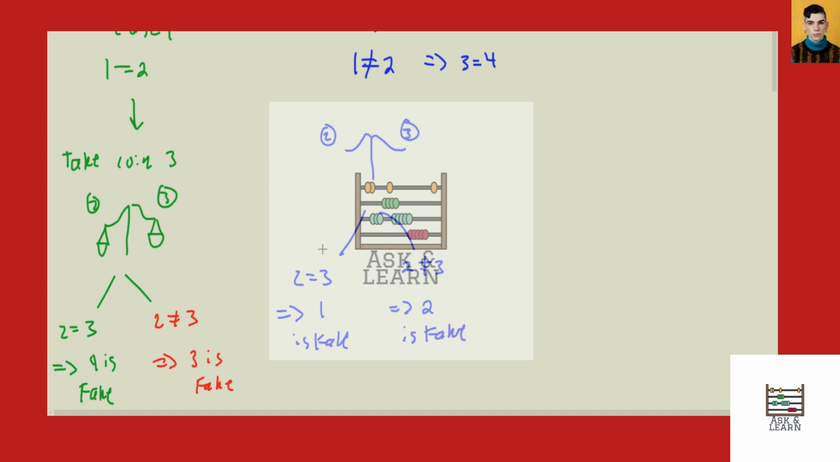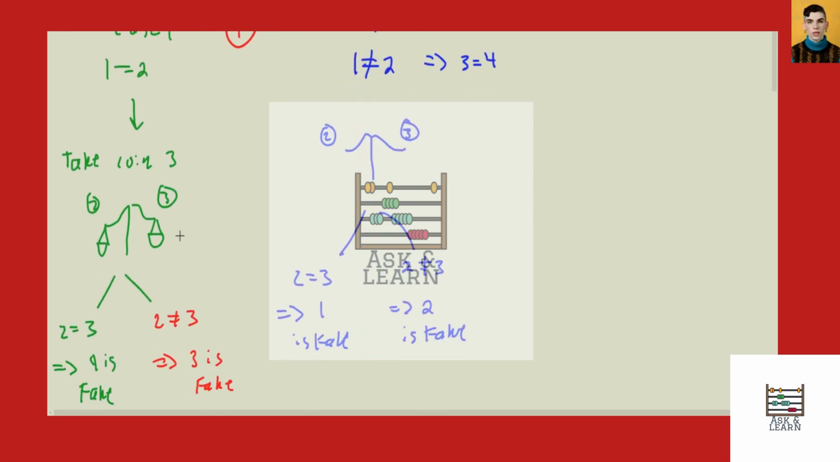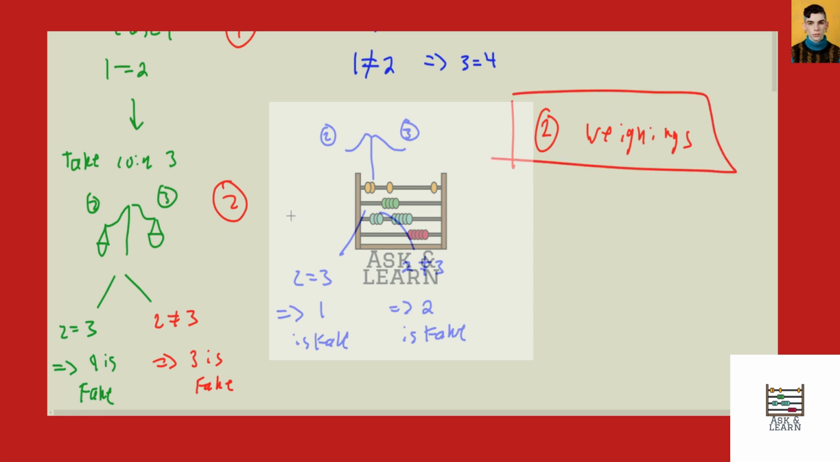And you can see that in each case, it doesn't matter, how many weighings did we do? We weighed 1 and 2 here, so that's one weighing. Then we come down here and we did a second weighing. So we did 2 weighings for this. And if we have at least 2, then we should be able to figure out which one is the fake no matter what.